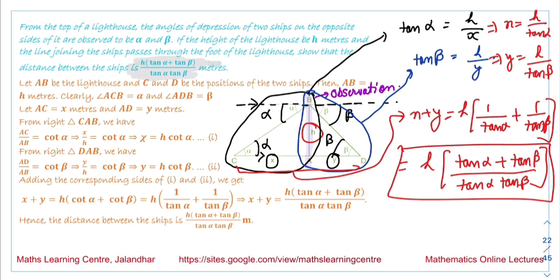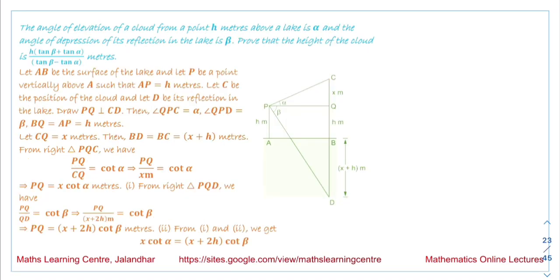Now the next question we have: the angle of elevation of a cloud from a point h meters above a lake is alpha. So we are saying this is a lake we have, then a point A is there on the lake and this is the point of observation we are talking about.